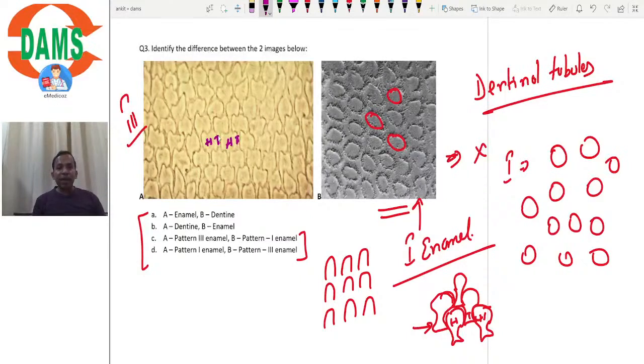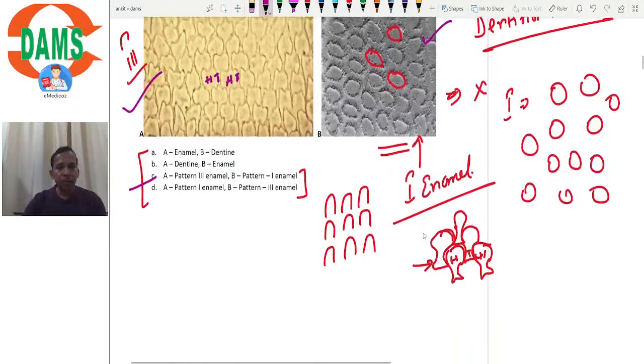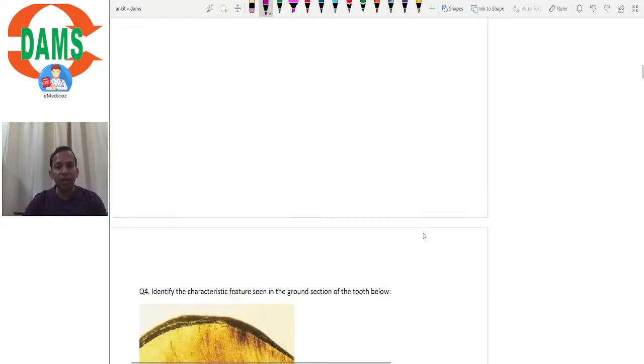So in these two diagrams, we see type 3 enamel and type 1 enamel. Type 3 is this first diagram and type 1 is the second diagram. So option C is your answer. Is it clear? And also type 3 enamel pattern is the most common pattern found in the human dentition.